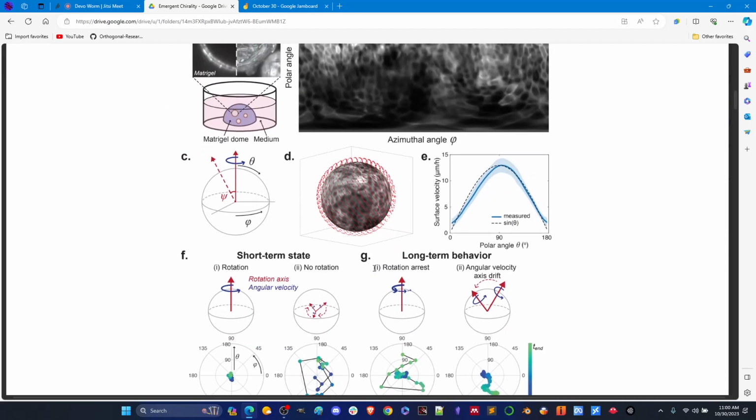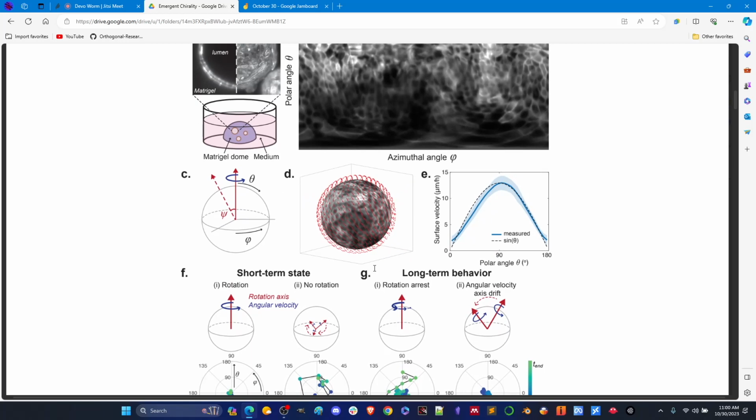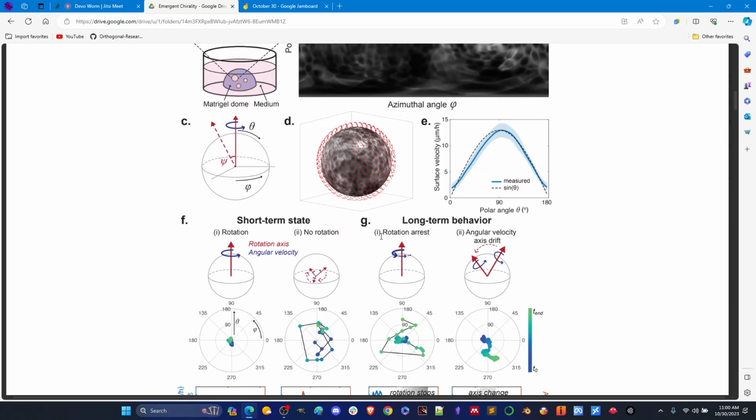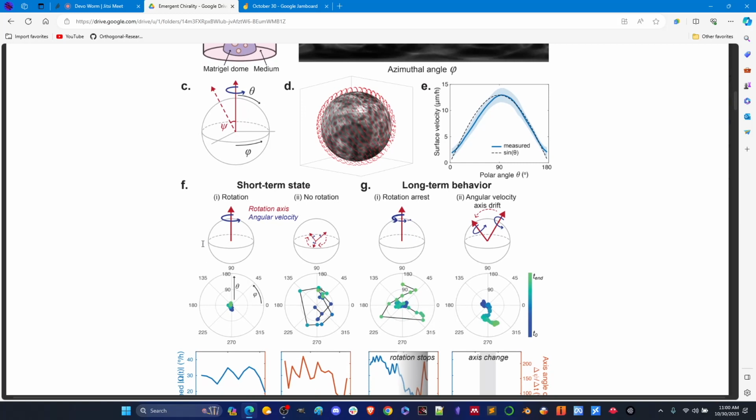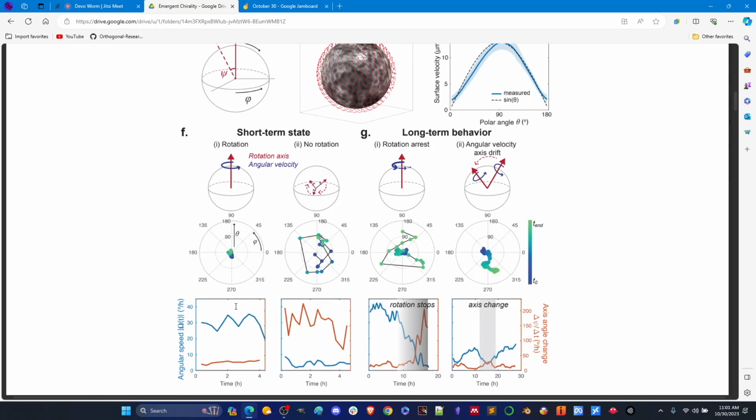And so the idea is that there are random defects in the substrate, and that leads to symmetry breaking, which then leads to, in development, this sort of chirality. So you have this short-term state where you have rotation versus no rotation, and long-term behavior where you have rotation arrest and angular velocity axis drift. So you get these different rotational behaviors that you can observe, and this is the polar coordinate map of these short-term states and long-term behaviors.